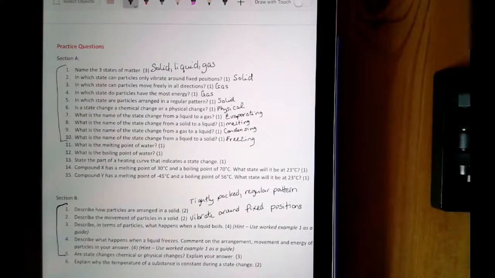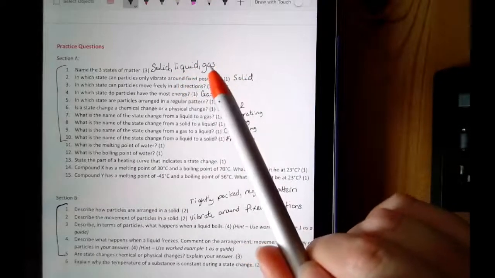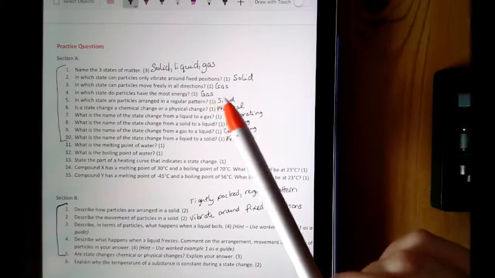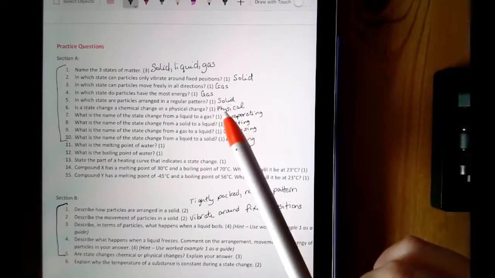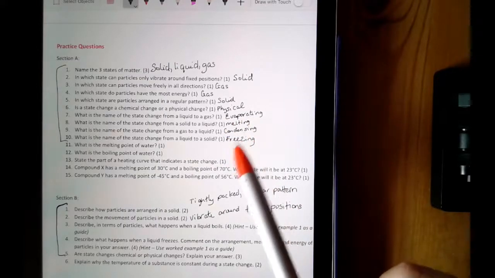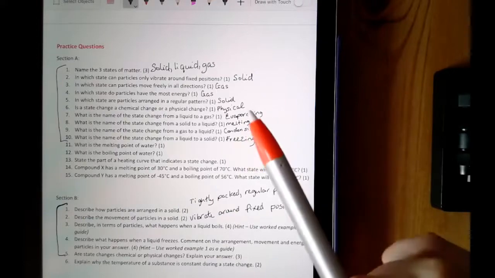So we'll run through the answers. Section A was hopefully straightforward. You should have solid, liquid, and gas for question 1, solid for question 2, gas for 3, gas for 4, solid for 5, physical for 6, evaporating for 7, or boiling, melting for 8, condensing for 9, freezing or solidifying for 10. You could also write condensation instead of condensing and evaporation instead of evaporating.